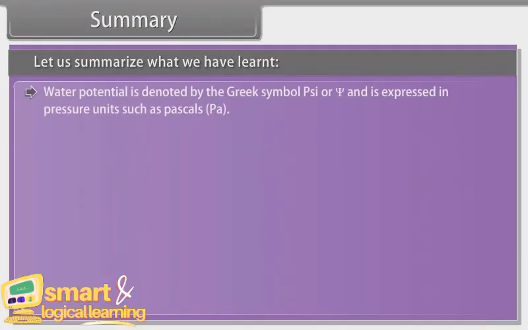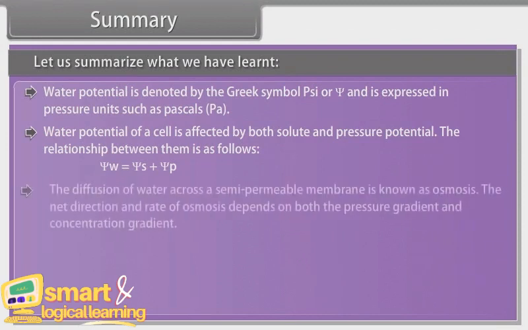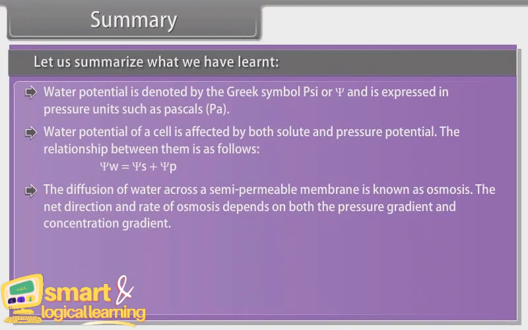Water potential is denoted by the Greek symbol psi and is expressed in pressure units such as pascals. Water potential of a cell is affected by both solute and pressure potential. The relationship between them is as follows. The diffusion of water across a semi-permeable membrane is known as osmosis. The net direction and rate of osmosis depend on both the pressure gradient and concentration gradient.